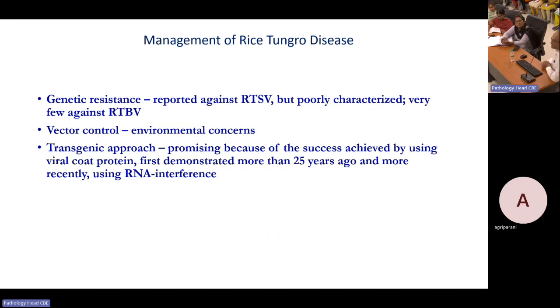Vector control, of course, is one alternative, but then there are environmental concerns. The transgenic approach is there, which is promising because of success achieved by using coat protein, demonstrated more than 25 years ago, and more recently using RNA interference. So these are some of the so-called transgenic or biotechnology-based approaches.